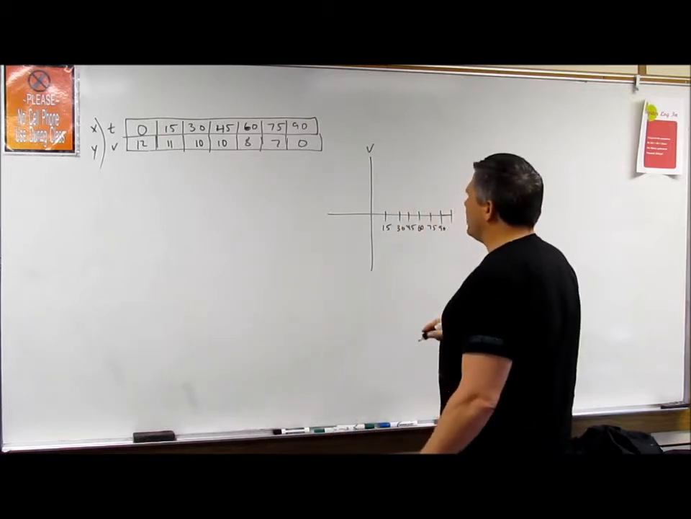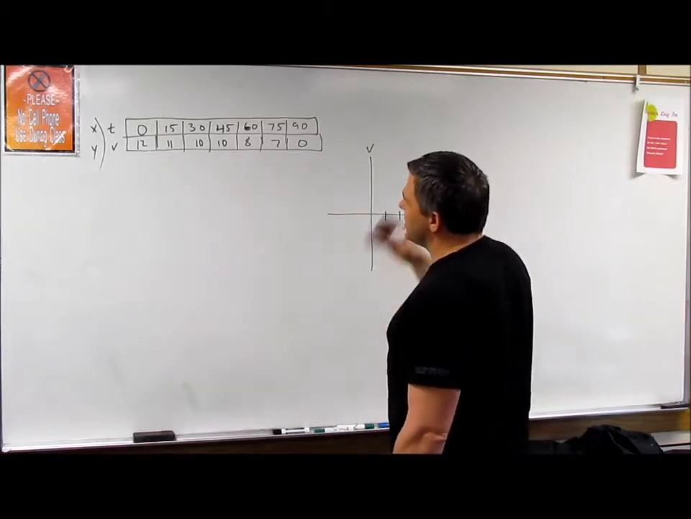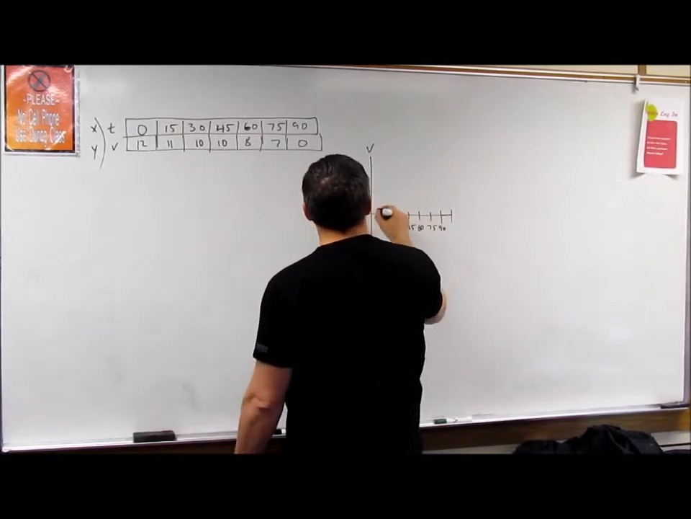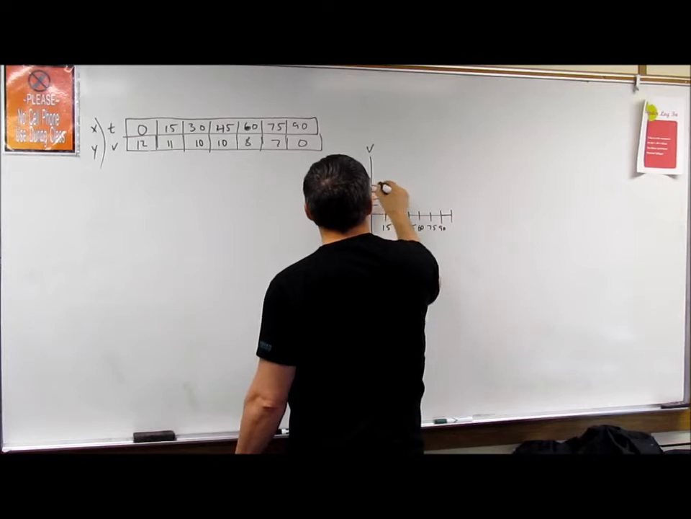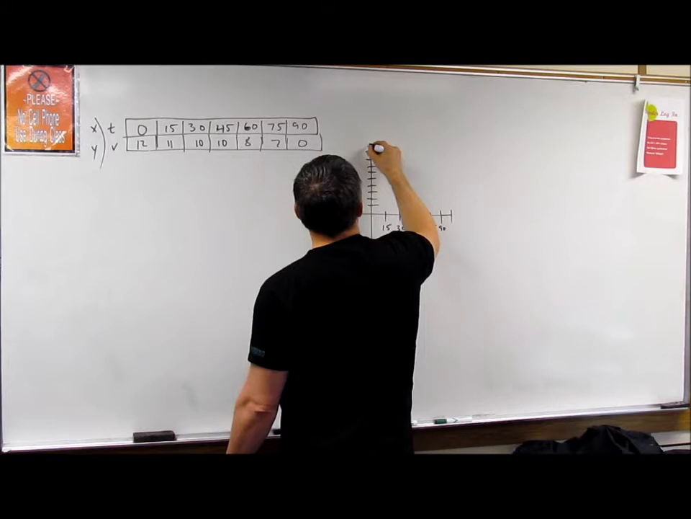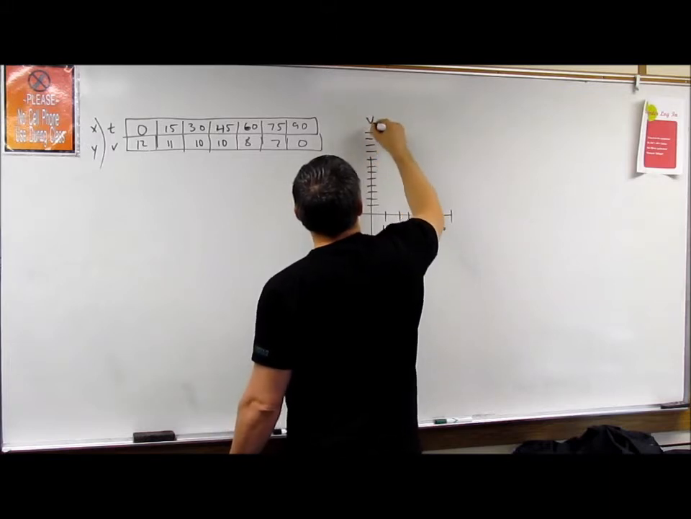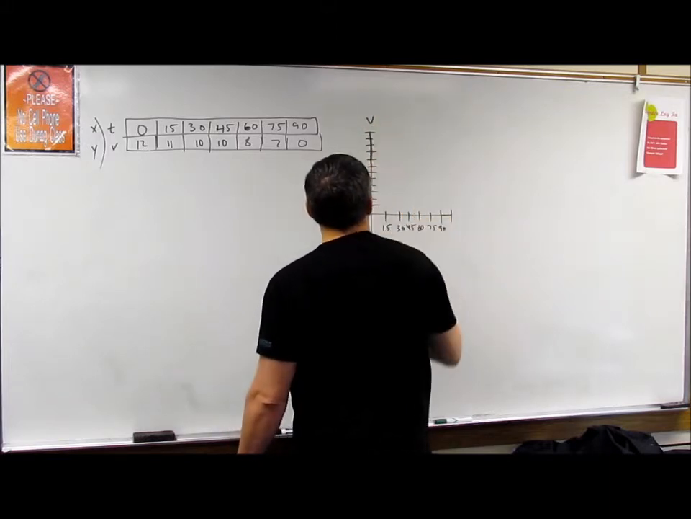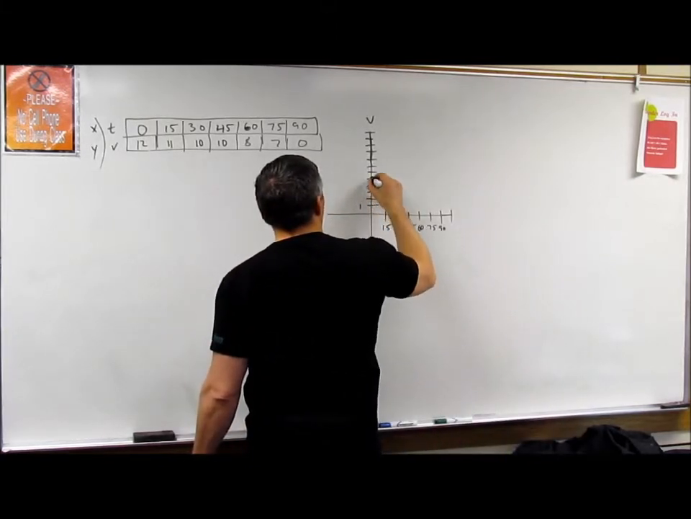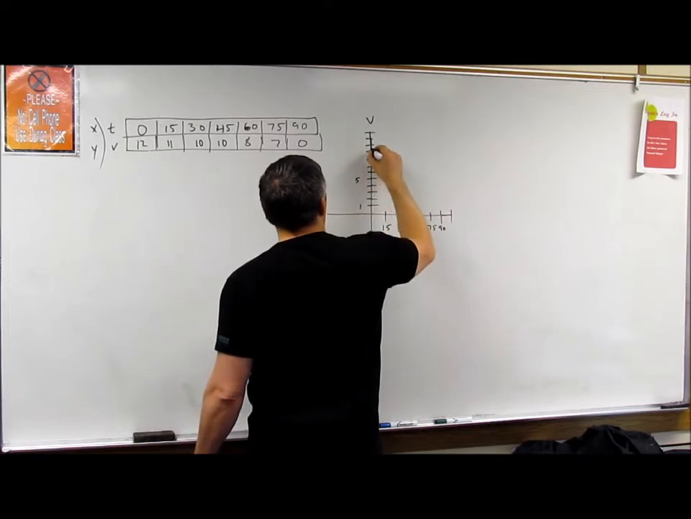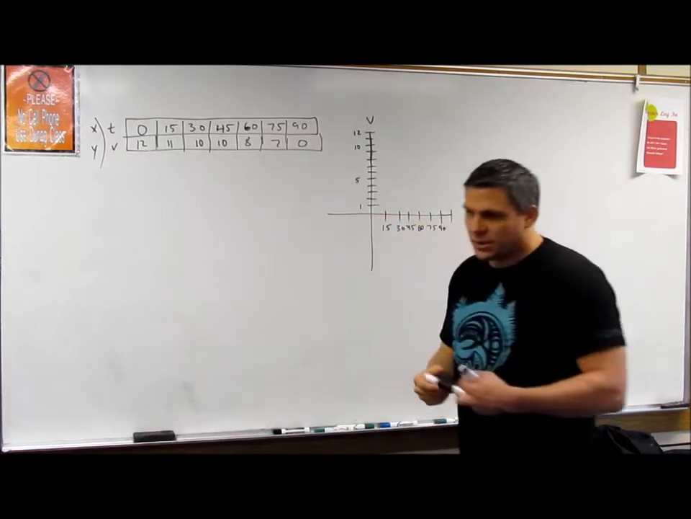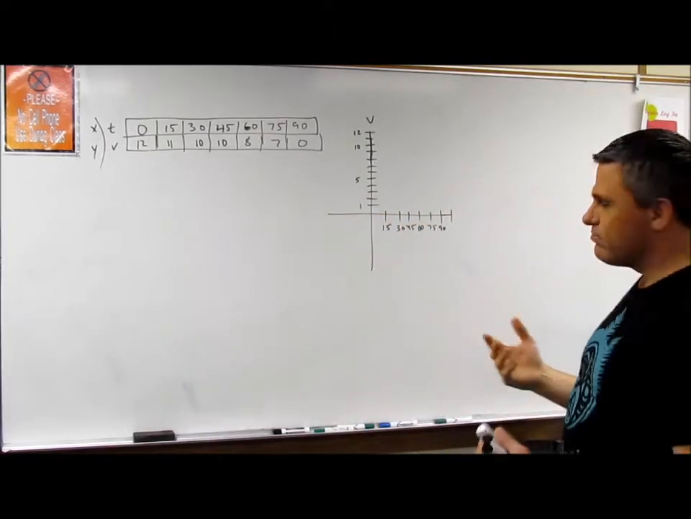That was my times, and then velocity is up to 12, so I might as well just go 1 to 12. So 1, 2, 3, 4, 5, 6, 7, 8, and this one I need more: 9, 10, 11, 12. So that's going to be my velocity. Now I have them labeled, and I can just mark them out.